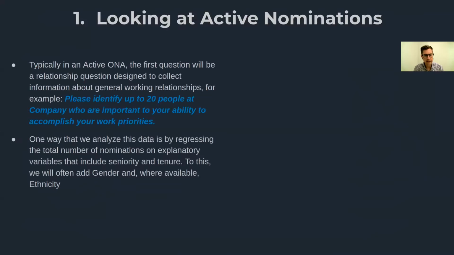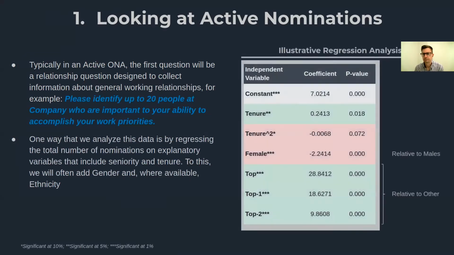And we can use that data in a regression. So we can regress the total number of nominations that each person receives on explanatory variables that include seniority and tenure. And we can also add to that regression gender and ethnicity, so demographic attributes that represent diverse attributes for the talent. And what we get is an output like this. So we have a constant, which represents the base, if you will, in terms of the number of nominations that people receive.